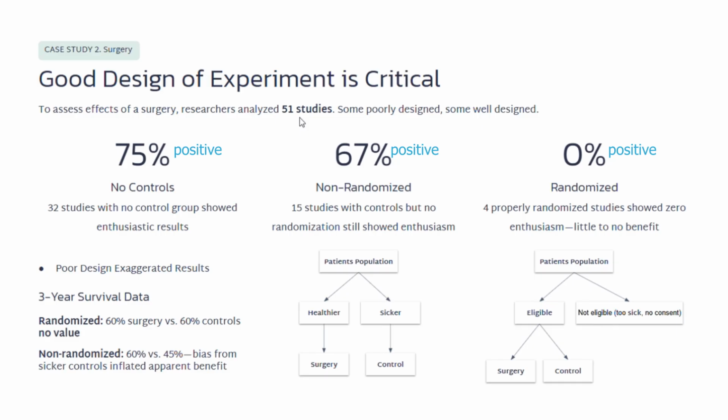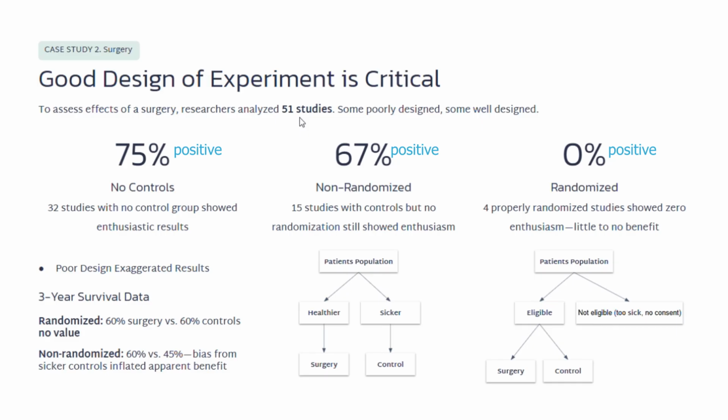So in the poorly designed experiment, you have the patient population. In those studies, the healthier patients went to the surgery group, and the sicker ones were assigned to the control group. And because it was not randomized, you learn that you should not expect to see a real conclusion from these studies, because it's not fully, properly randomized.